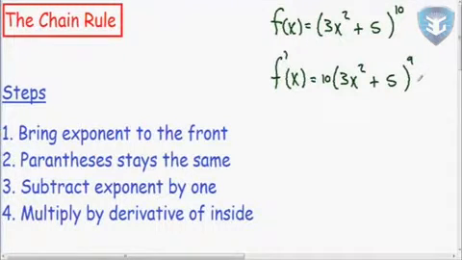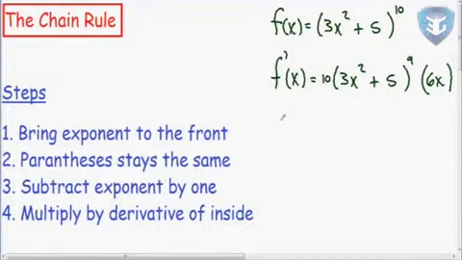And then moving on to our last step, we want to multiply everything by the derivative of the inside of the parentheses. Notice inside the parentheses there's a 3x squared plus 5. So the derivative of 3x squared is just 6x, and the derivative of positive 5 is just 0. So the derivative of 3x squared plus 5 is just 6x. And we want to multiply that.